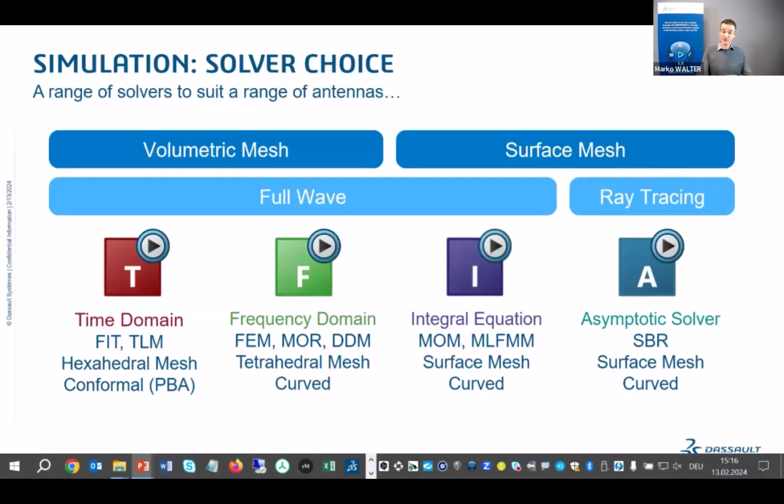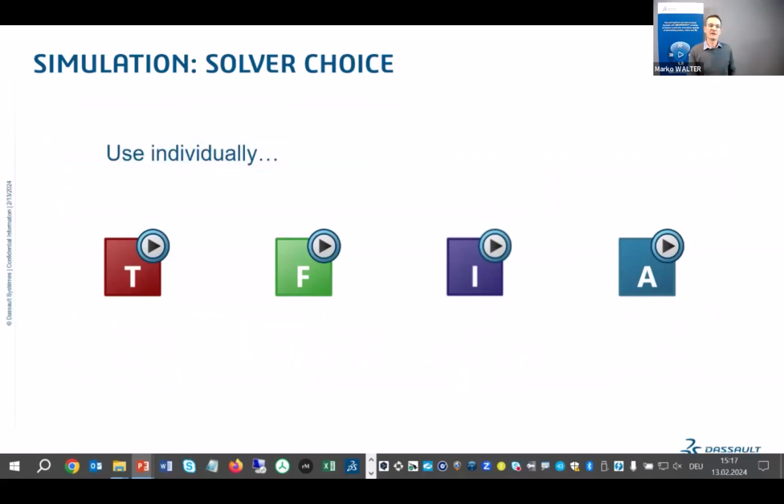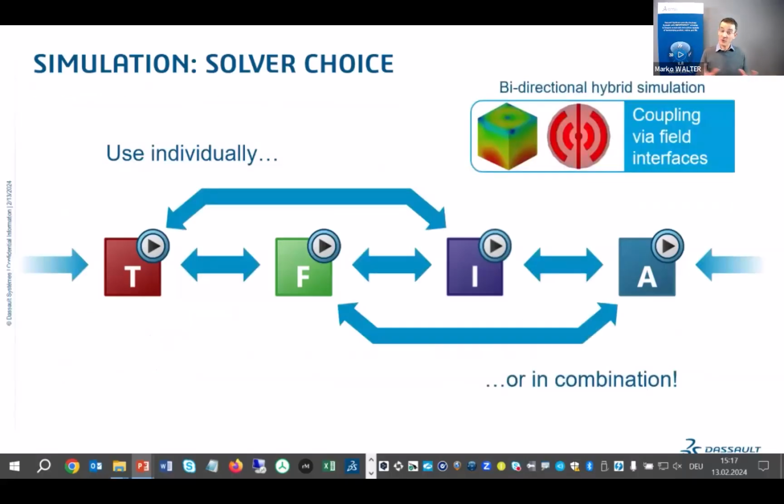Meshing is very important. Curved or conformal meshing, that is meshing which accurately represents the geometry and the materials of the model, is crucial to get accurate results without an exploding simulation time. So all the approaches that we offer support curved or conformal meshing. Now, these can be used individually, or of course, they can be coupled to each other. All of them can talk to all the other solvers by using bidirectional hybrid simulation approaches, where you use near or far field coupling interfaces.